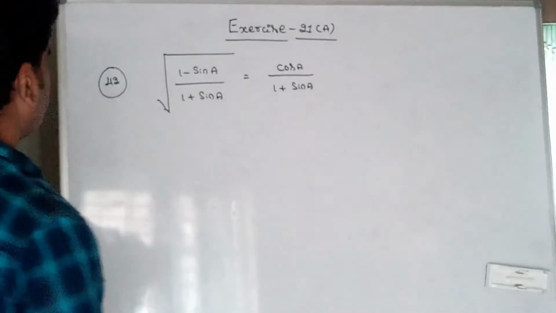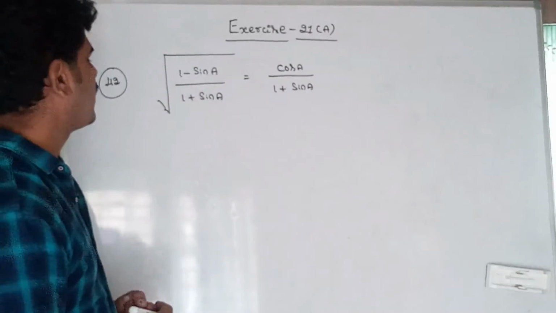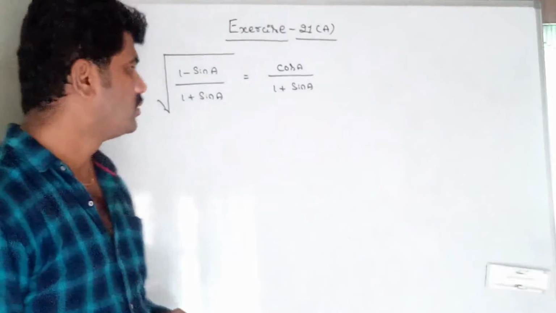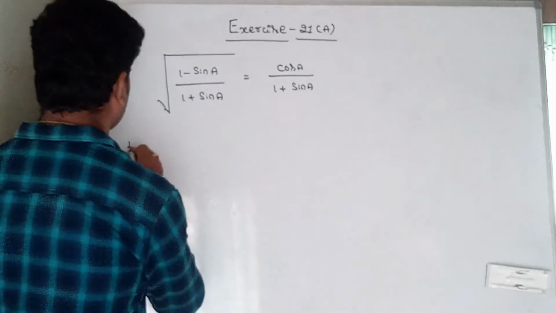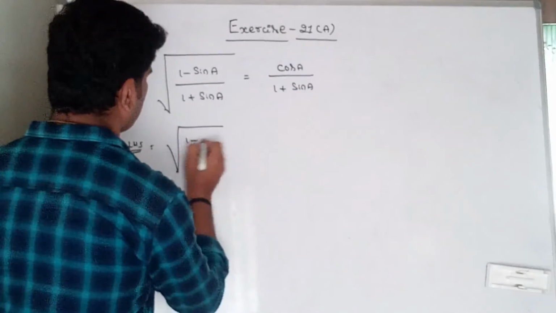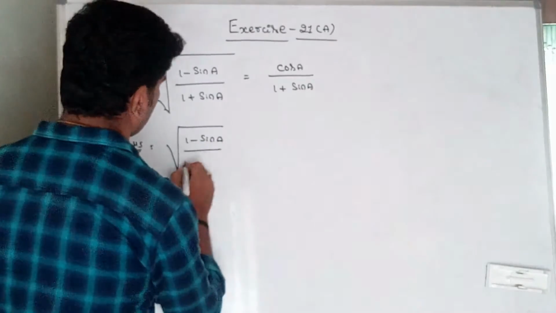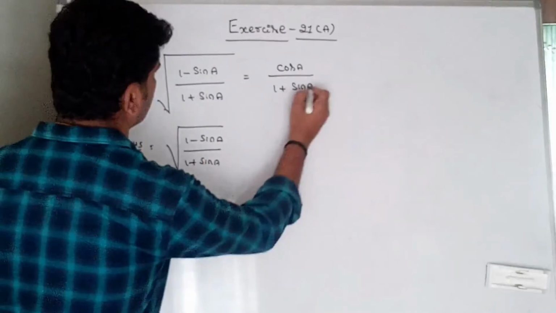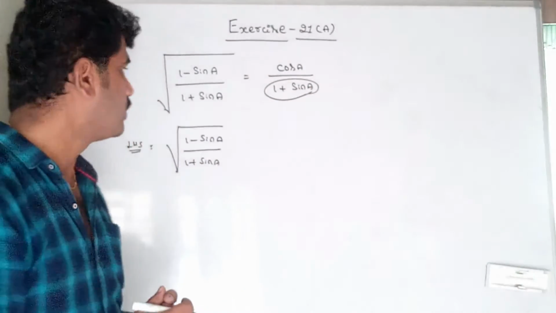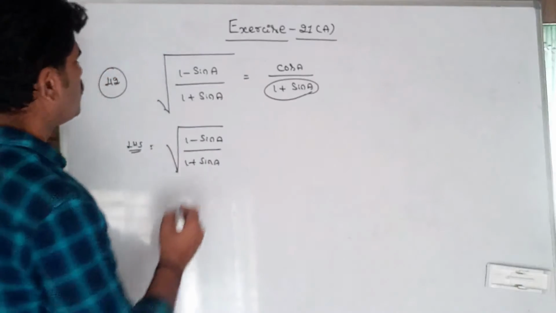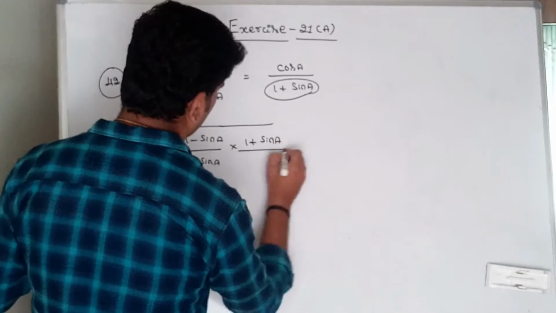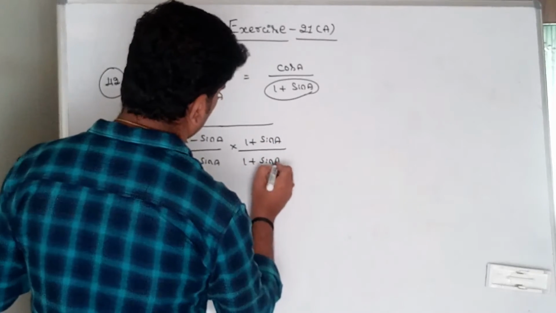Next problem, 42. Square root of 1 minus sin A divided by 1 plus sin A is equal to cos A divided by 1 plus sin A. So same thing here also. First take the LHS. LHS is equal to square root of 1 minus sin A divided by 1 plus sin A. See here, what should come in the denominator? 1 plus sin A the whole square should come. Understood? Then only the square root will get cancelled. Therefore, you should multiply with 1 plus sin A divided by 1 plus sin A. Understood now what I am telling here?